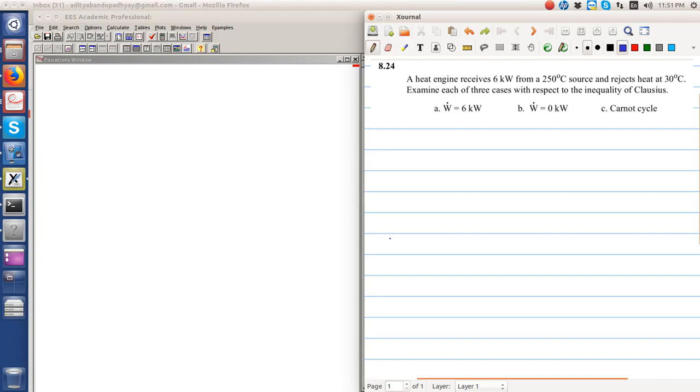Let's consider problem 8.24 of Sonntag, in which we have been given a heat engine which receives 6 kilowatt from a source of 250 degrees Celsius and it rejects heat at 30 degrees Celsius. So schematically we have 250 degrees Celsius over here and a sink of 30 degrees Celsius. So the heat engine is receiving 6 kilowatt.